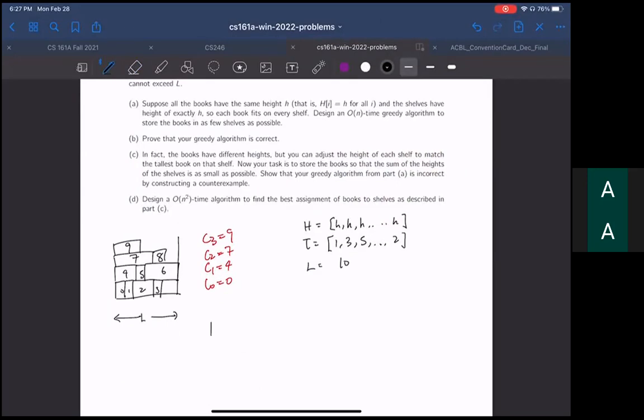So you can see that book 0 looks like this, book 1 looks like this, book 2 looks like this. And then we're given the length, well, not length, I guess, thicknesses and the heights of each book. We're first going to assume that all the books have the same height.